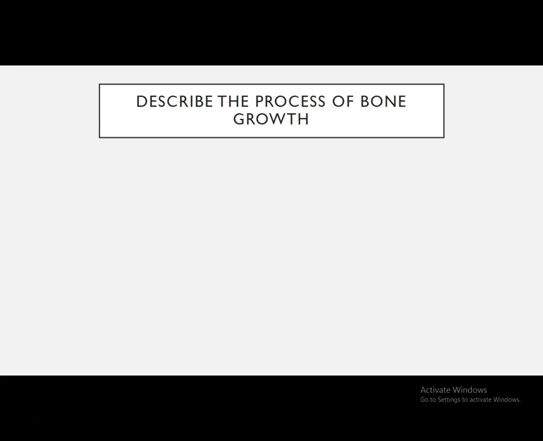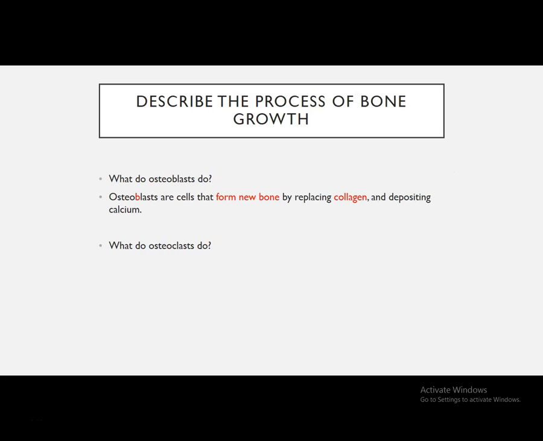Okay, so process of bone growth. First of all, answer what do osteoblasts do and what do osteoclasts do. So again, pause this so I can just move on with the answers. So, osteoblasts are cells that form new bone. Osteoblasts build by replacing collagen and depositing calcium. What do osteoclasts do? Osteoclasts clean. Okay, so osteoclasts break down, destroy, clean bone. It's responsible for the resorption of unnecessary calcium that the osteoblasts put down.